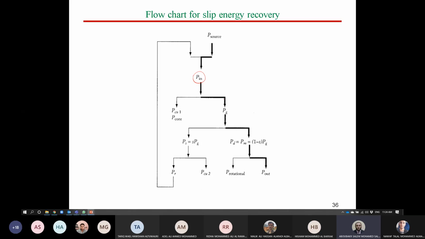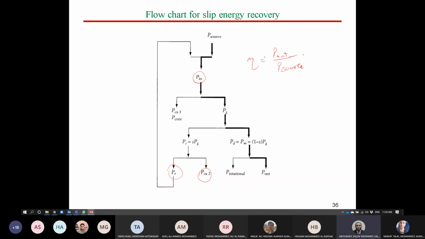So as you can see now, we have P input. It is divided to copper and core losses and P gap, then P gap to copper and mechanical power. Copper power will be divided in two parts: copper loss on windings and the power returned again to the supply. So for now, guys, the efficiency of the motor will be P out over P source.